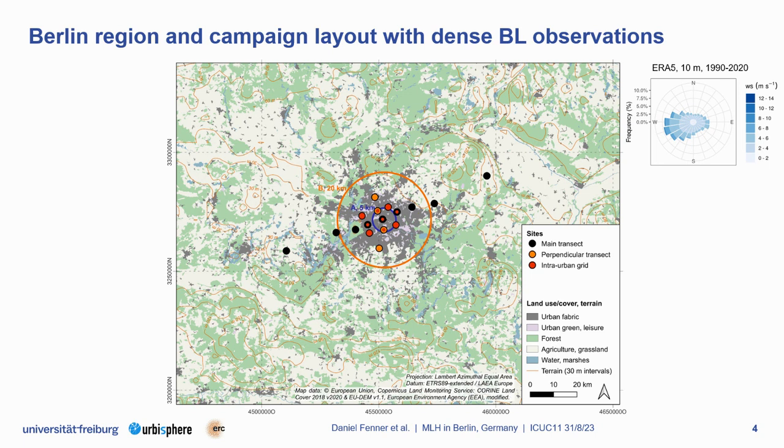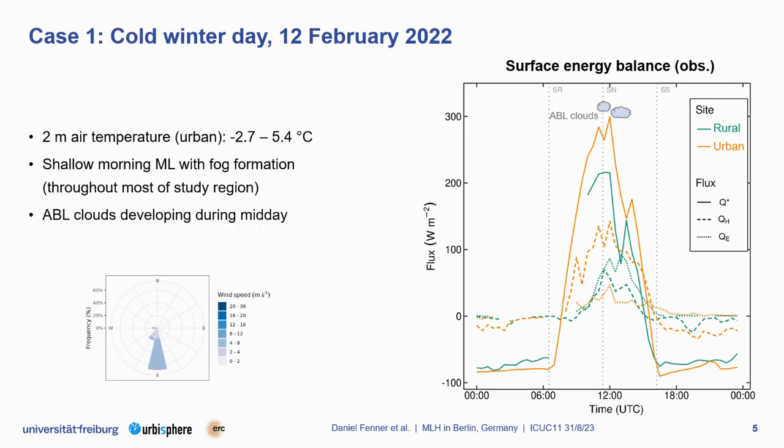And this was the experimental setup from our side and from partners. And that's complemented with the operational network. So the blue dots are other sites that are in the region that give us also some idea about the background situation. I will now look into a couple of cases to figure out whether we can see urban effects.